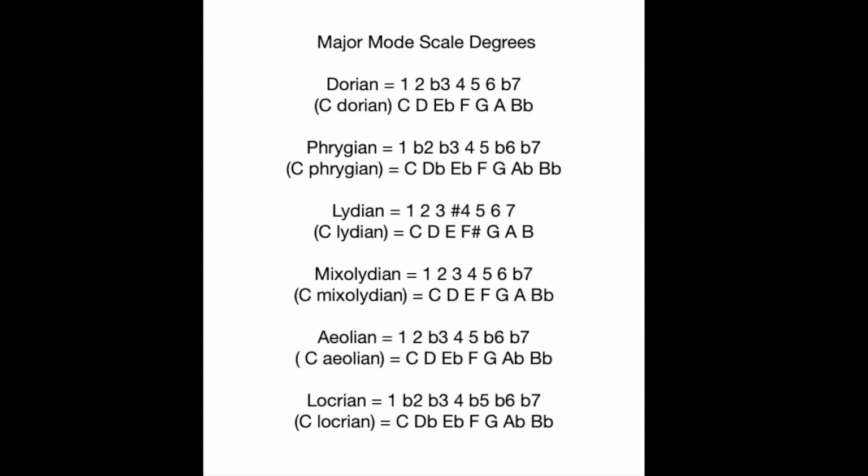Phrygian has a lowered second, lowered third, lowered sixth, and lowered seventh. Lydian has a raised fourth. Mixolydian has a lowered seventh. Aeolian has a lowered third, lowered sixth, and lowered seventh. Locrian has a lowered second, lowered third, lowered fifth, lowered sixth, and lowered seventh.